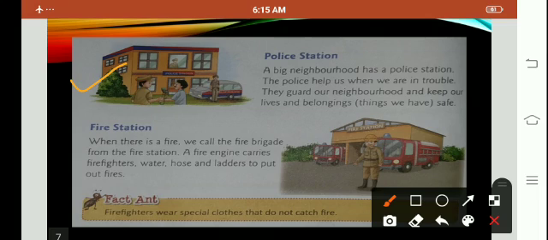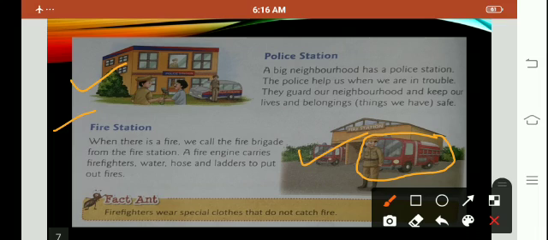The next service which we get in our neighborhood is the fire station. This is the fire station. We can see a fire engine, and we can also see a firefighter in this picture. When there is a fire, we call the fire brigade from the fire station. A fire engine carries firefighters, water, hose, and ladders to put out fire.